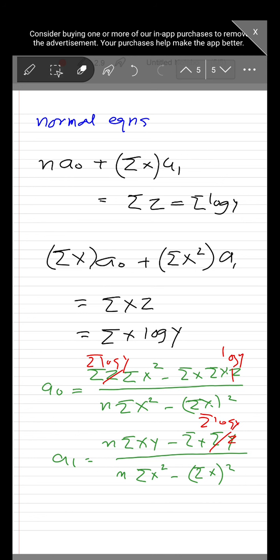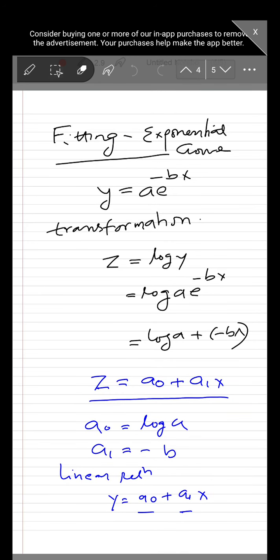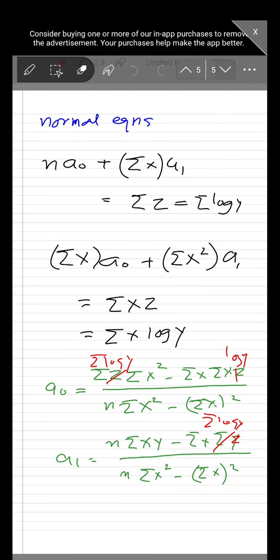As we have said, a0 is log a and a1 is minus b. So once we obtain a0 and a1, we can say that a is equal to e to the power a0 and b is equal to minus a1. So ultimately we have been able to find this relation a e to the power minus bx. This is how you can fit an exponential curve.